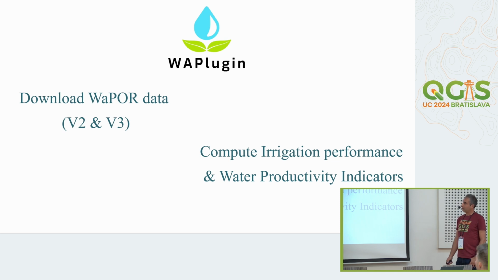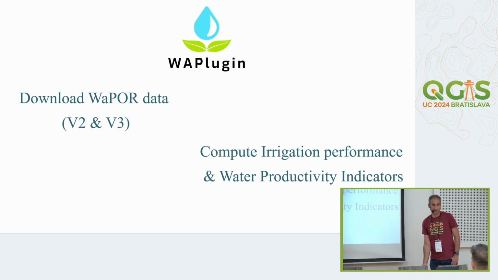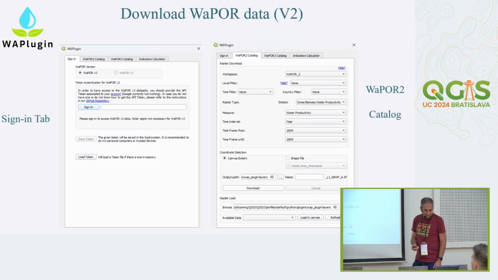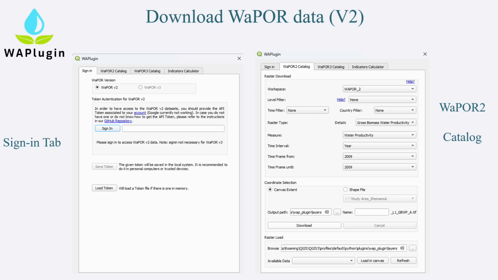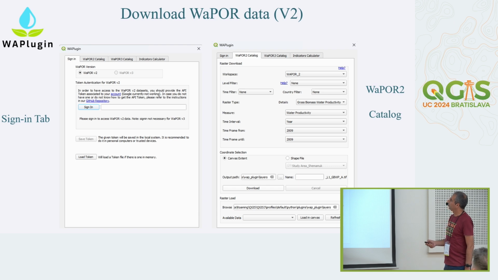So the WaPlugin can download WaPOR data from version 2 and version 3, but it can do much more than just downloading and clipping it to your study area. It can also compute irrigation performance indicators and water productivity indicators. And this is how the interface looks after you've installed the WaPlugin. We have a user interface where in the first tab you can sign in for WaPOR version 2. For version 3 you don't need a token. It gives you the links, and you can then get your token and save it, so you do not need to copy it all the time. And then you proceed with tab number 2 and fill in the parameters.